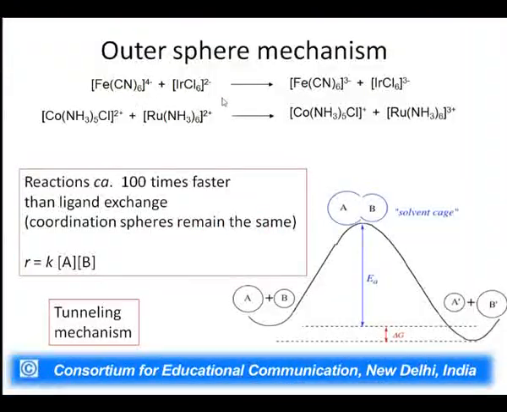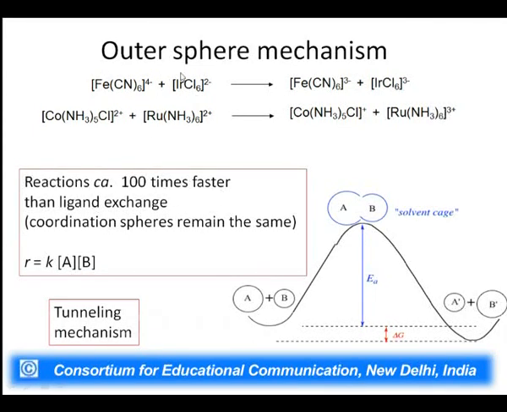In the case of the outer sphere mechanism, there can be two types of reactions here. One is self exchange and the other is cross exchange. Self exchange is when, for example, the reaction is between hexacyanoferrate 3 minus and hexacyanoferrate 4 minus, that is, the central metal ion is the same. That is known as self exchange. Cross exchange is when we are dealing with two complexes having two different metal centers. In this case, the reaction is 100 times faster than the ligand exchange.